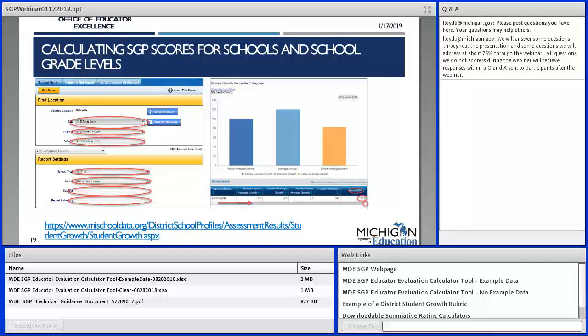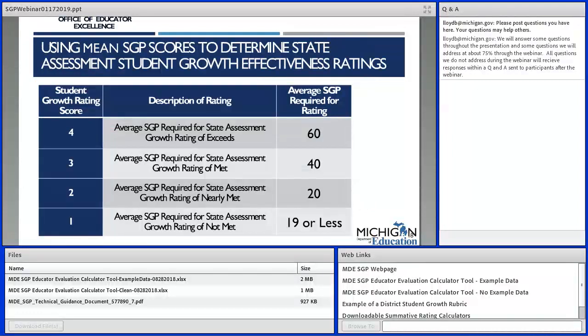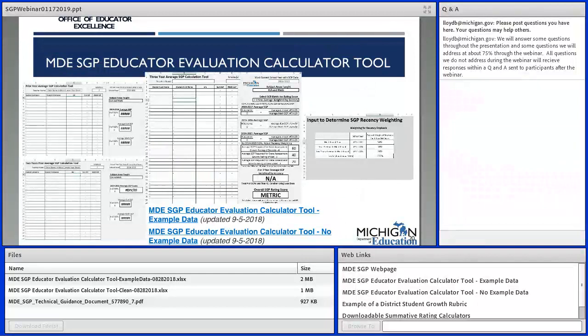you can determine what your mean SGP is of your entity. So it's a good way to know what your mean SGP scores would be if you wanted to use that for administrator evaluation. It's also good to know to estimate what the teacher ratings would be within your school or within your district using the table that we showed you on the previous slide.